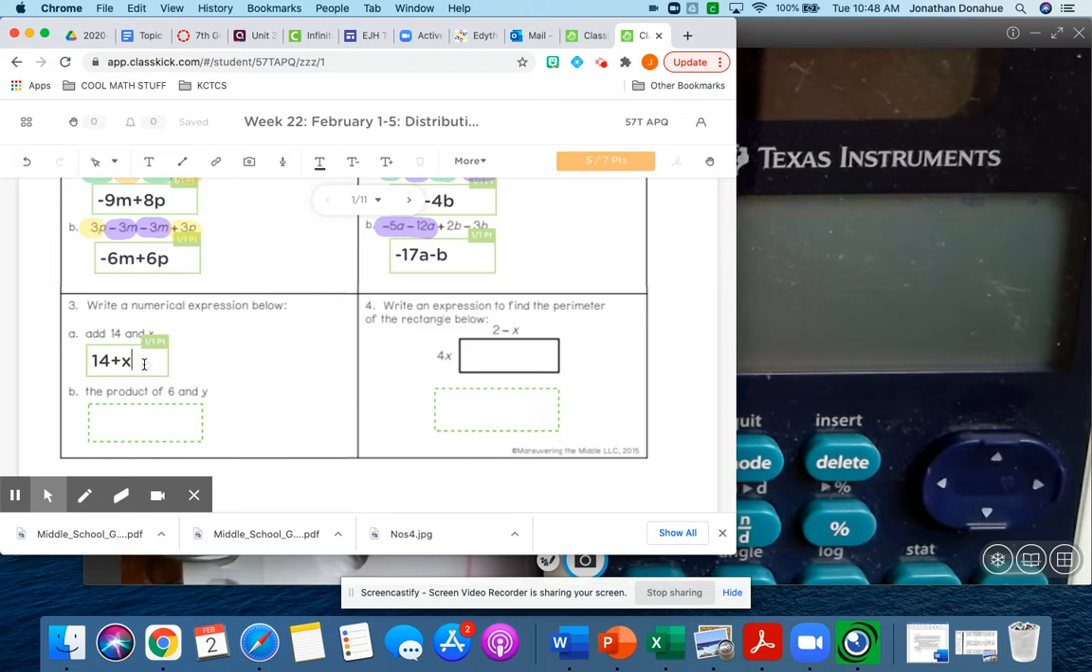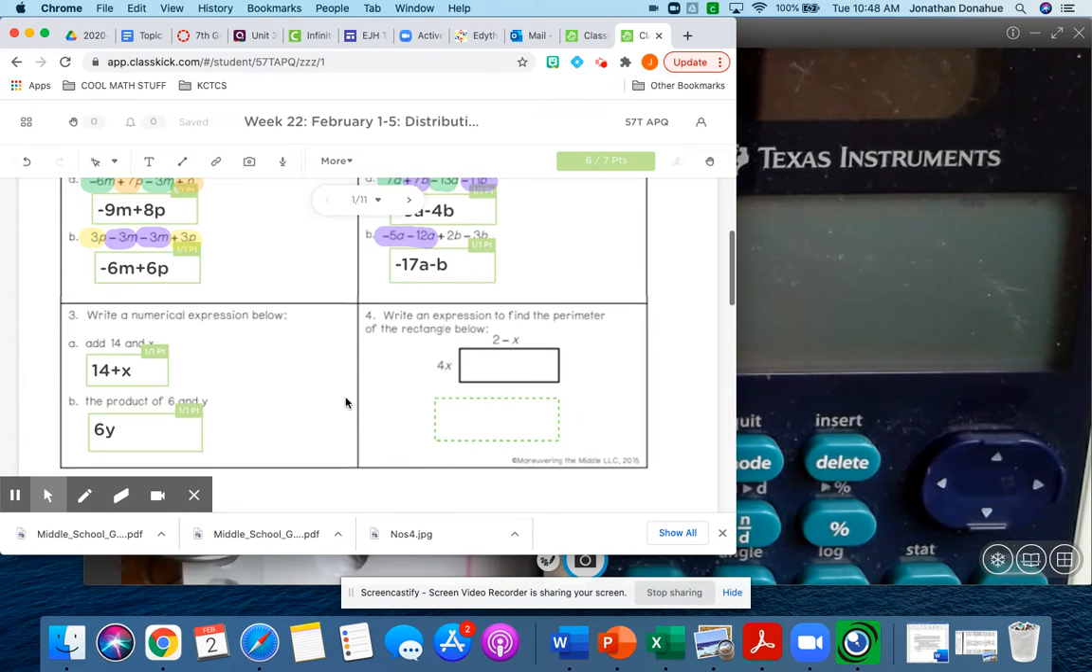Now, could I do x plus 14? Let's see. X plus 14. Sure. So there's properties of addition that allow you to flip around the order; the commutative property says you can do x plus 14 or 14 plus x. I like to keep it in the order that they give it to you in, personally. The product of 6 and y. Well, to do a number times a letter, you just put them next to each other, and we're good. So that one wasn't too bad.